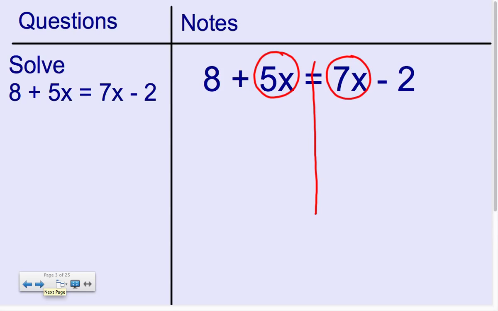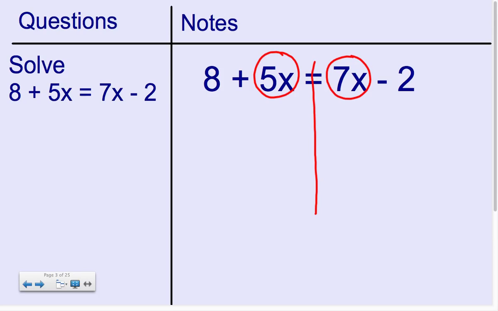The way you get variables on the same side is by adding and subtracting. It's always adding and subtracting. I know the 5x and the 7x show us multiplication, so you'd think the opposite is dividing, but to move something from one side to the other, you have to add or subtract.